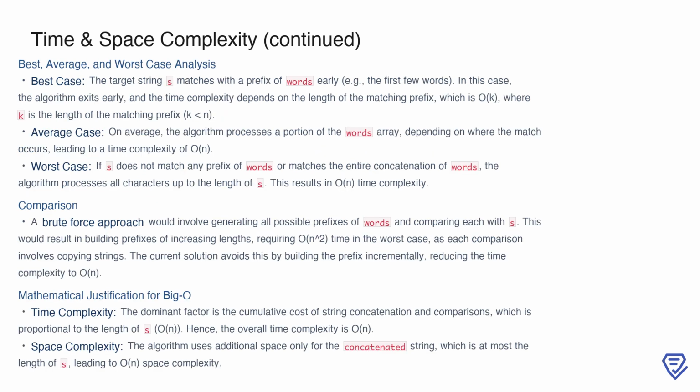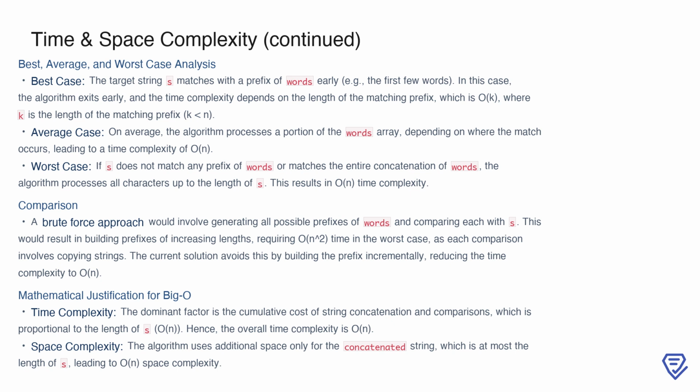Now let's consider the best, average, and worst case scenarios. In the best case, the target string s matches a prefix of words early, perhaps after just a few words. Here, the algorithm exits as soon as the match is found, and the time complexity depends on the length of the matching prefix, denoted by k, where k is less than n. This gives a time complexity of O(k) for the best case.